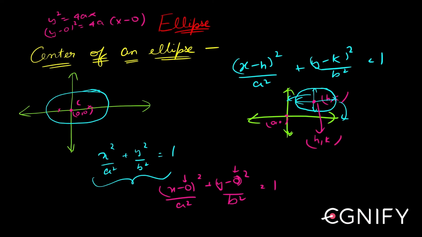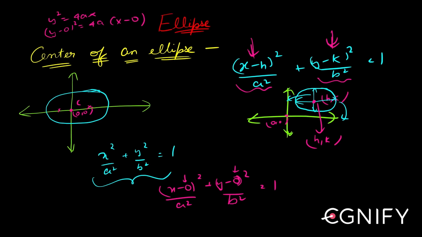So that can always be identified from the equation itself. If you have x minus h, if you have y minus k, and that's equal to 1, then that means that the center of this ellipse is h, k. So that's all that you needed to know as far as the center of an ellipse is concerned. If the center is shifted from 0, 0 to h, k, then the equation changes in this manner. Even the directrix and everything will change.